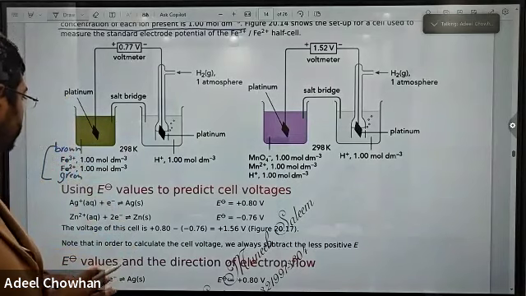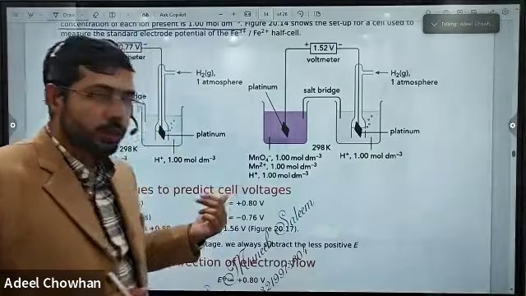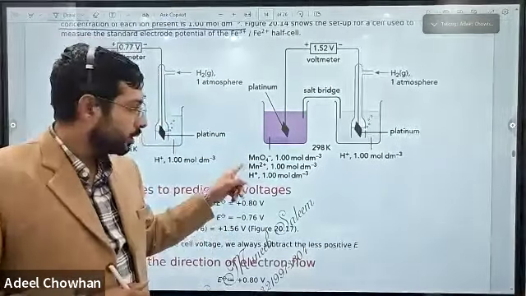So these are the colors of this solution, and here we have the different oxidation states of which element in this case?